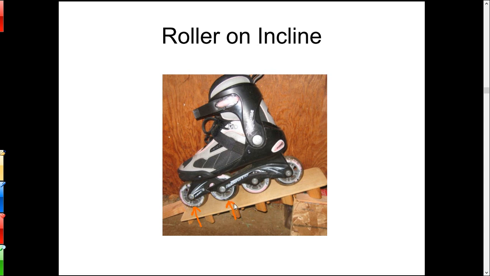Now, if I put that roller on an incline, the forces will be perpendicular to the incline, like so. So when you've got a roller, rocker, or an object on a smooth surface, you draw the force perpendicular to the surface. So you want to identify what the surface is and draw the forces perpendicular to it.